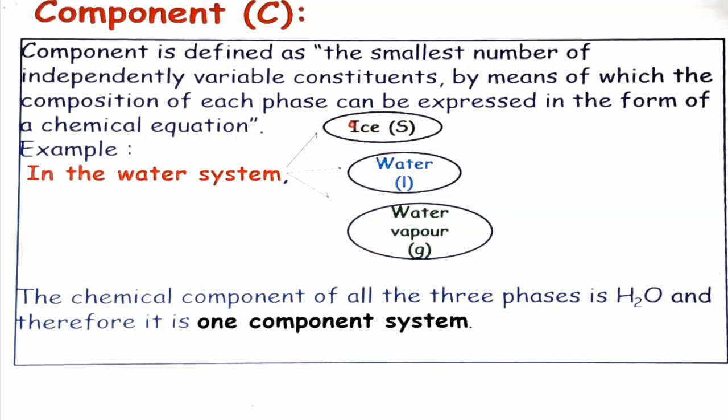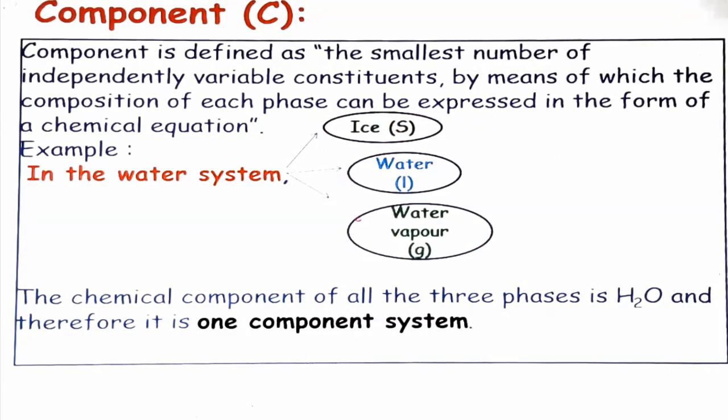Here in the water system only one component is required, that is, only H2O. The formula H2O can express ice, water and water vapor. In some systems more than one component is required, but in the water system only one component is needed, because the component is the chemical equation or chemical formula which is required to represent the whole system.